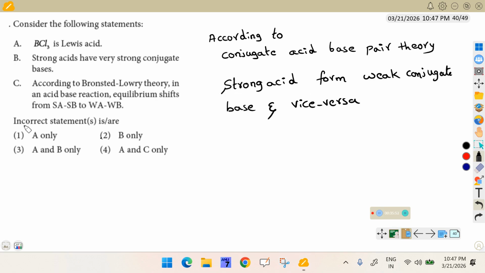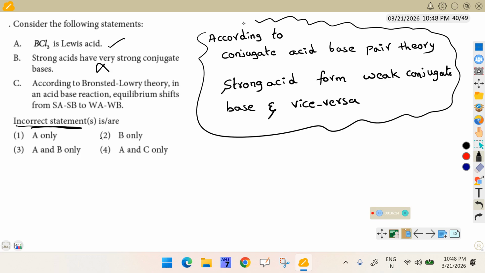Consider the following statements. Incorrect statement. BCl3 is Lewis acid. Correct. Strong acid has very strong conjugate base. Wrong. Why? According to conjugate acid-base pair theory, strong acids form weak conjugate base. Third, C statement: according to Bronsted-Lowry theory, in an acid-base reaction, equilibrium shifts from strong acid and strong base to weak acid and weak base. Correct. Only 2 is the incorrect statement.